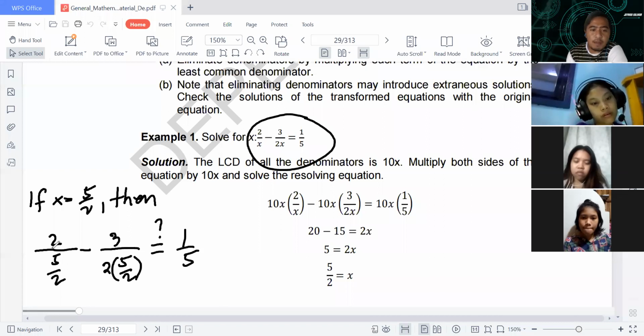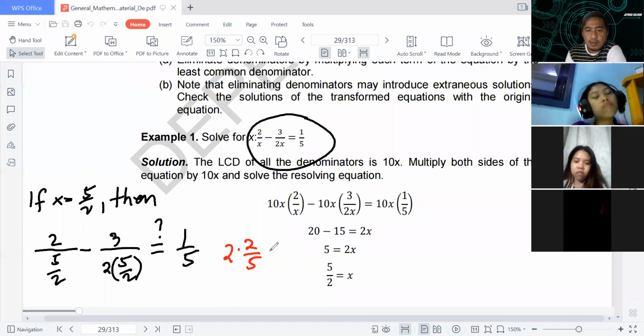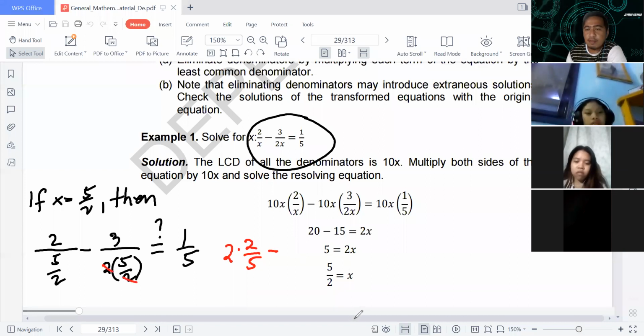If you simplify this portion, this is 2 over 5 halves. So it becomes 2 times the reciprocal, 2 over 5. Agree? So this portion will be canceled out. What is left is 3 over 5. Minus 3 over 5, is it equal to 1 over 5? Is it equal? Let's continue.